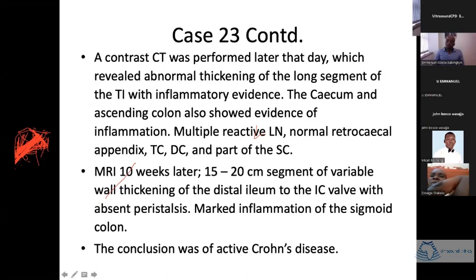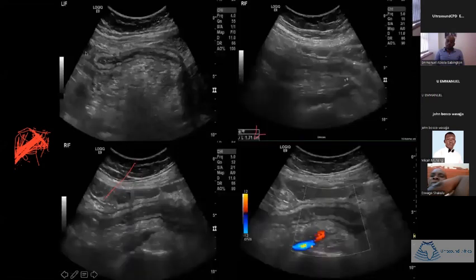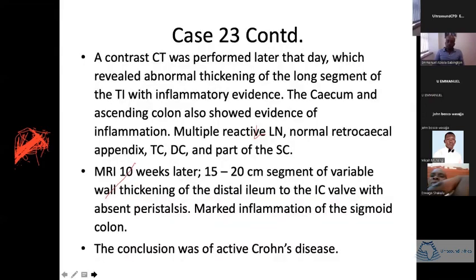So to go back to ultrasound, you can see this thickened loop of bowel did not reveal any peristalsis within it. There was no complication, there was no luminal narrowing or evidence of stenosis around. So that was a case of active Crohn's disease.